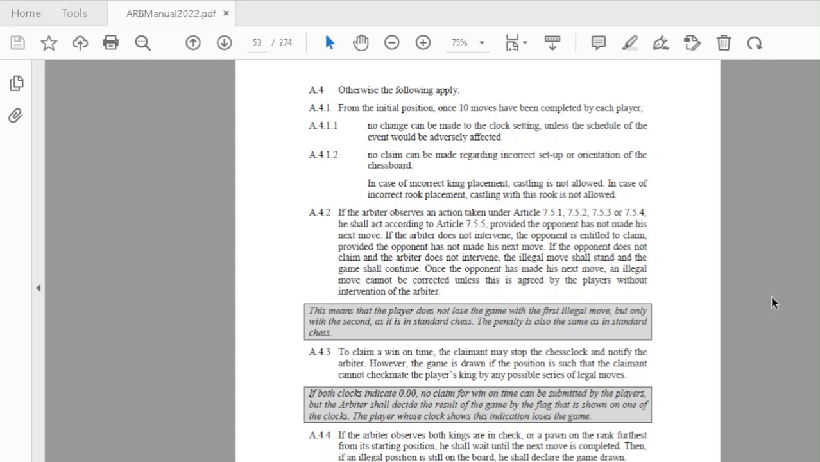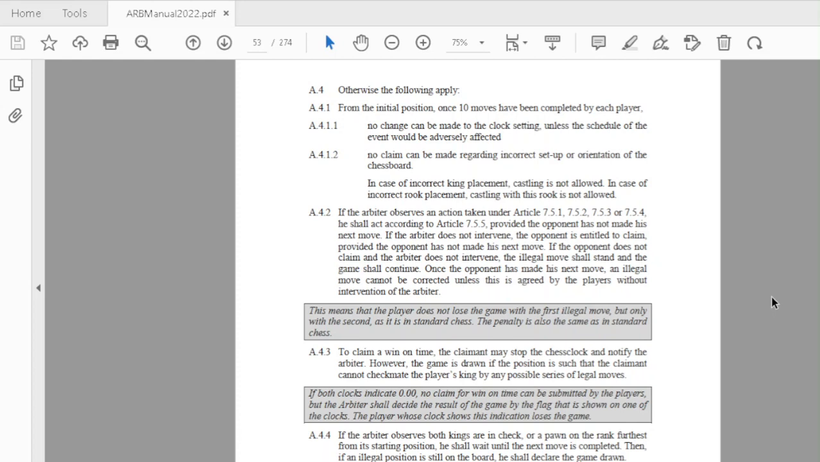And that's where it comes from, that with blitz or rapid, if the arbiter didn't observe or did not intervene on time, then the opponent is entitled to claim, provided the opponent has not made his next move. So the opponent can only claim if the opponent hasn't moved yet. So this is the difference with blitz and rapid. If the opponent does not claim and the arbiter didn't intervene on time, the illegal move shall stand.